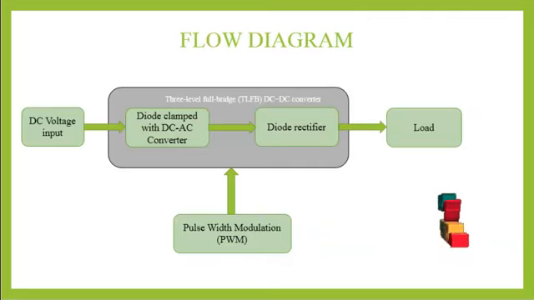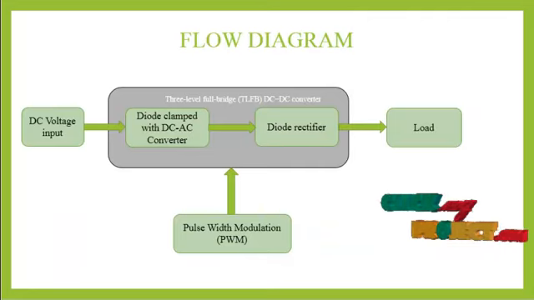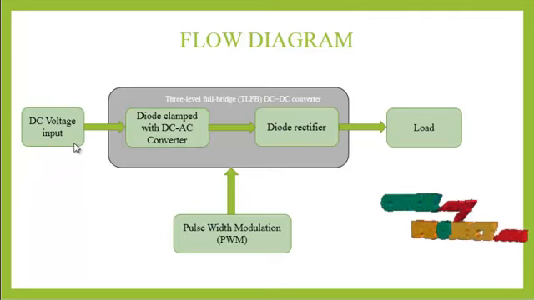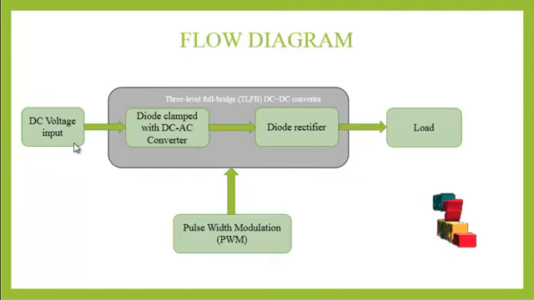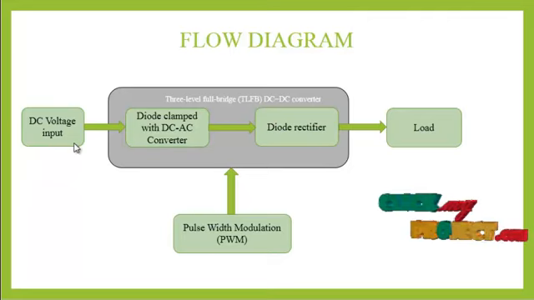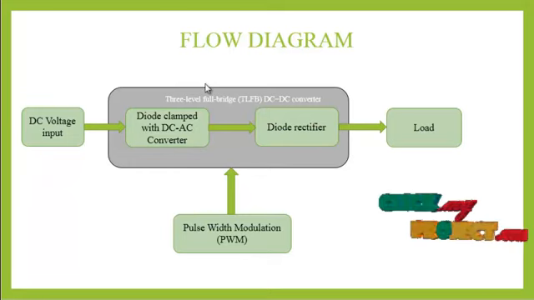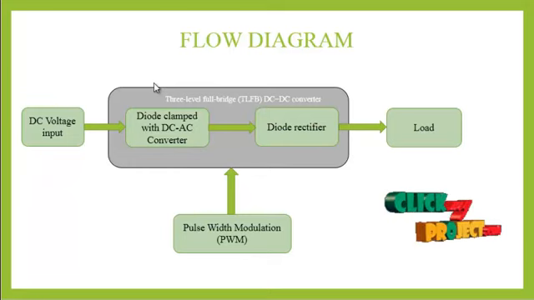Next we are going to discuss the flow diagram of the product. This is the entire prototype model flow diagram. First there is a DC input. We can use different types of DC input, such as battery or solar power, given to this entire block, and then passed to the 3-level full bridge DC to DC converter.